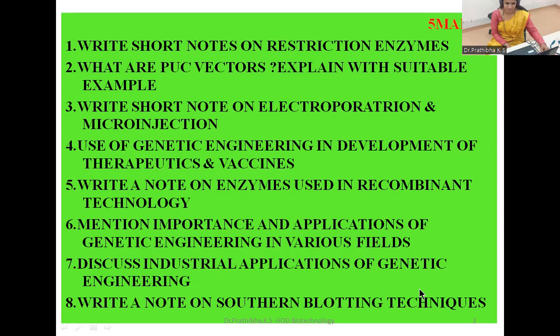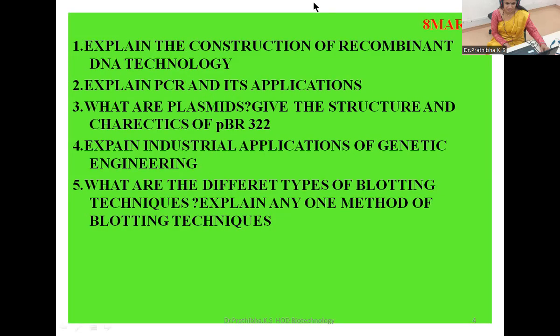Write a note on southern blotting technique. Here, you need to focus on the purpose for which we are using southern blotting and how the southern blotting is done. You will get notes, go through the notes also. Explain the construction of recombinant DNA. All these questions come under 8 marks. So keep in your mind, in your internal test or maybe university test paper, you will get 2 marks, 5 marks and 8 marks questions. So be prepared according to that particular marks.